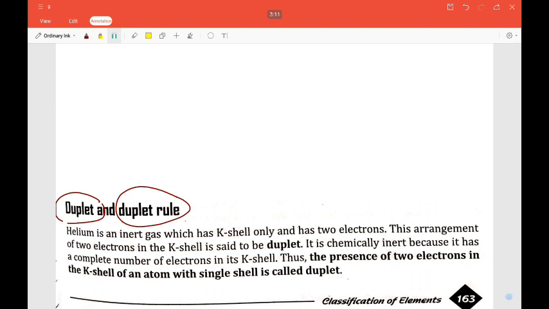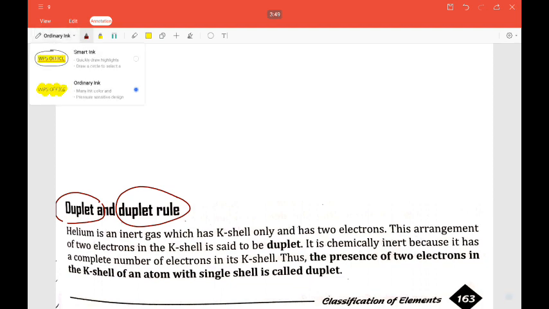Next thing, what have we discussed? The electron holding capacity of our subcells. S subcell 2, P subcell 6, D subcell 10, F subcell 14. Now students, if there is only one cell, the K cell, and if there are 2 electrons present in it, then it is called duplet.